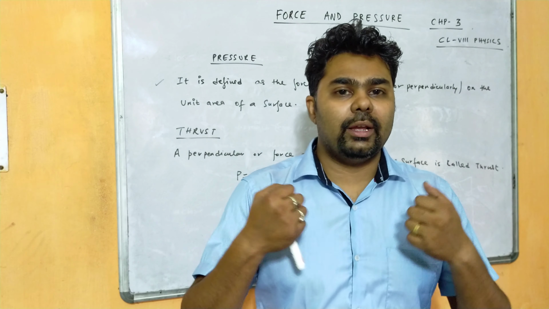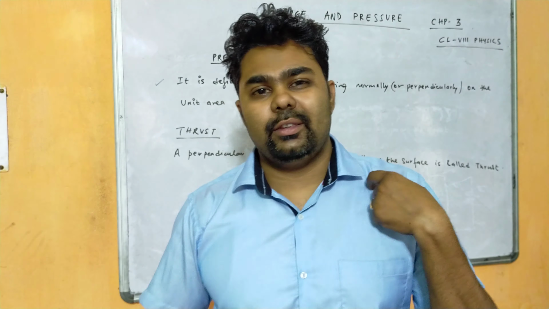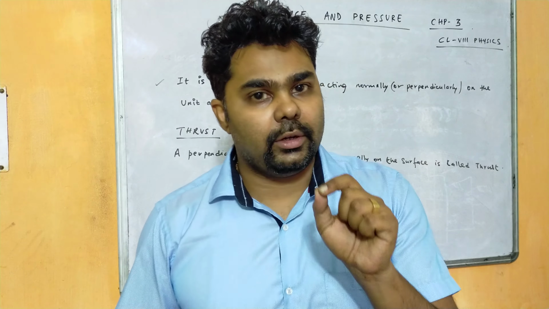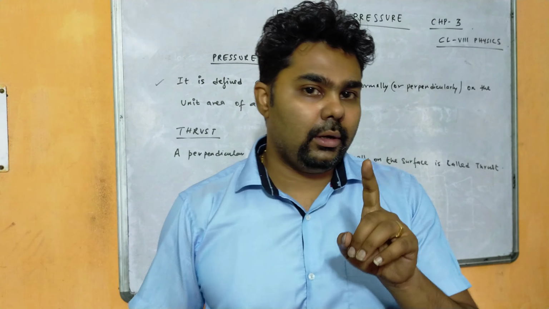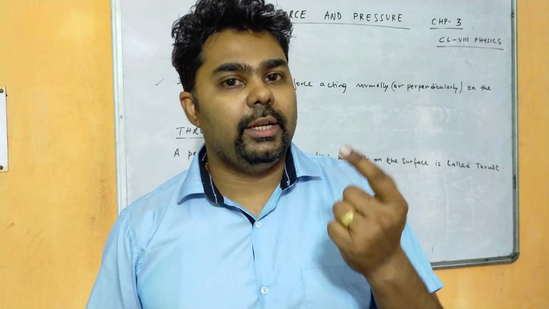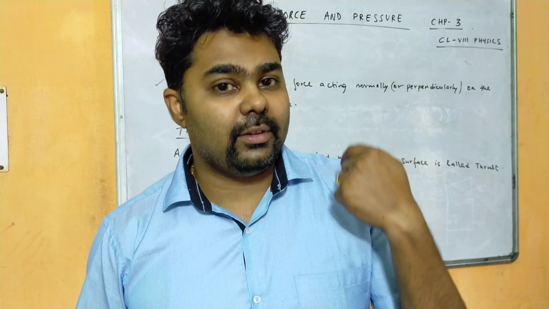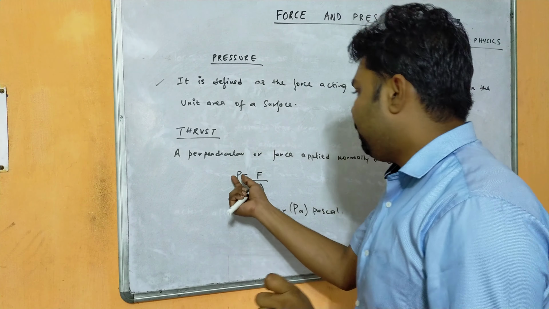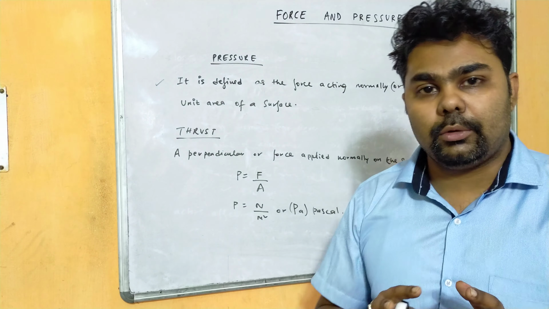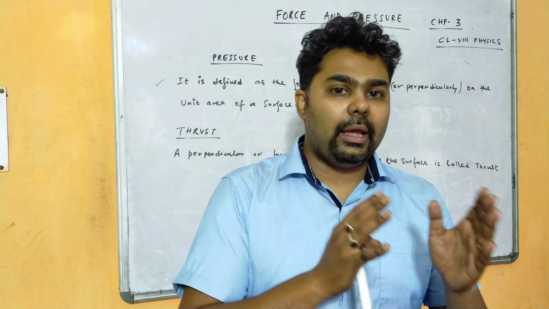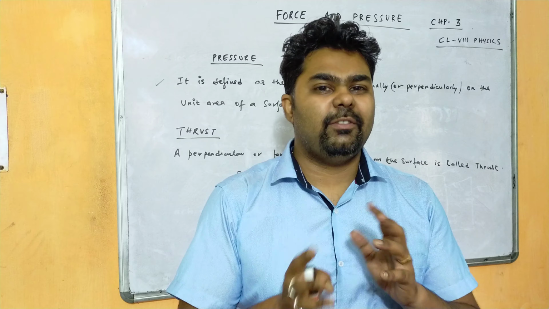See, the school bags which we carry, if the straps are broad, that means they will exert less pressure on your shoulder. But in case the straps of your bag are very thin, then they apply more pressure on your shoulder. So from this example we come to know that pressure and area are inversely proportional to each other. That means if the area of cross section is more, then the pressure applied will be less, and vice versa.